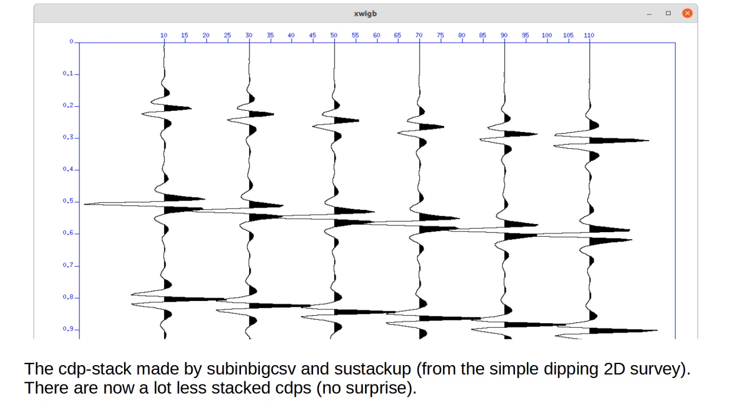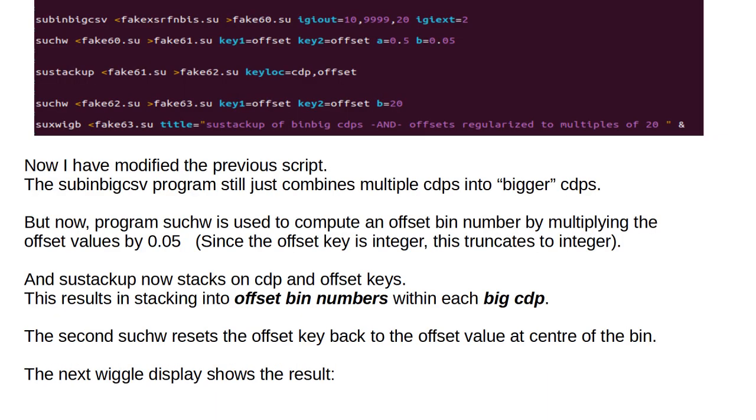The CDP stack made by su-bin-big CSV and su-stackup from the simple dipping 2D survey. Now there are a lot less stacked CDPs. No surprise. Now I have modified the previous script.